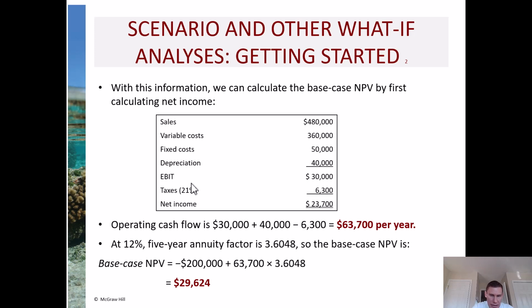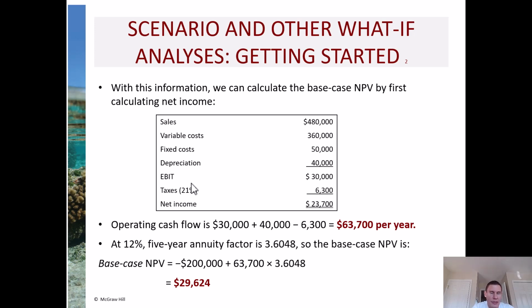The operating cash flow is 30,000 plus 40,000 because we're not actually paying out that depreciation expense. It's just a non-cash expense. And then we're subtracting the 6,300 in tax because we do have to pay that. So the operating cash flow is actually 63,700.